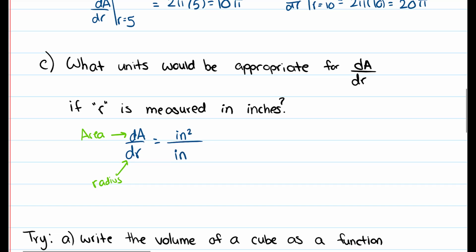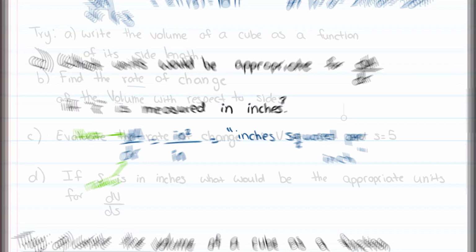Now what you don't want to do is cancel these off. Because in English, we read this as inches squared per inch. So for every inch that we increase the radius, we're going to increase so many inches squared. And that's very important to know.